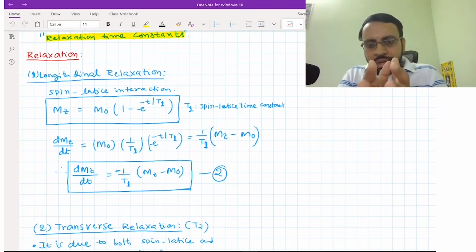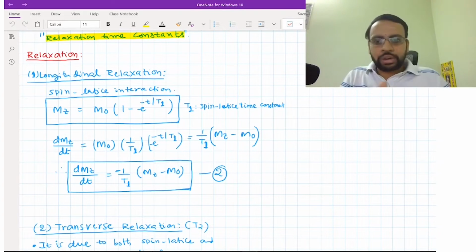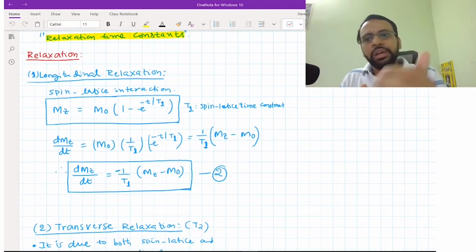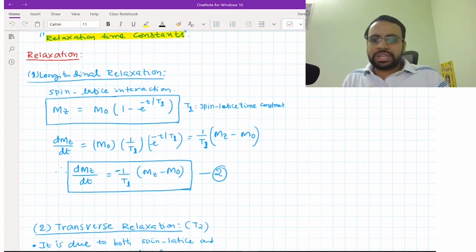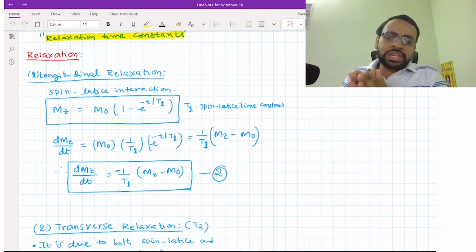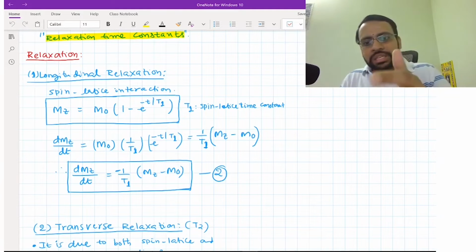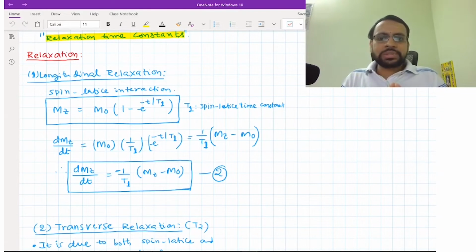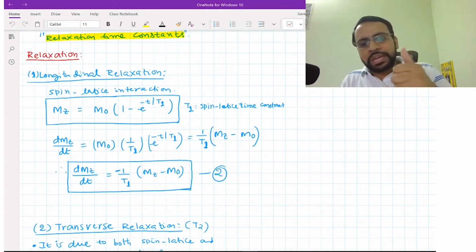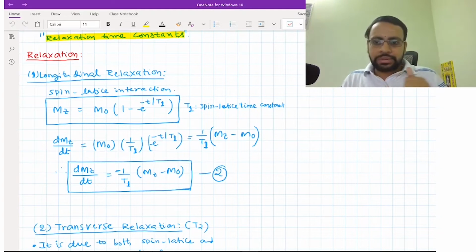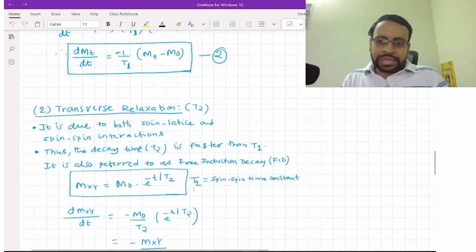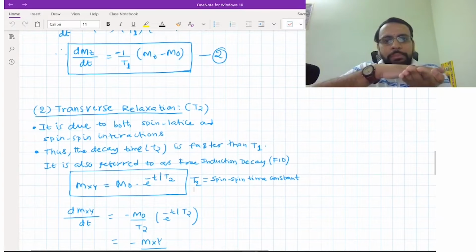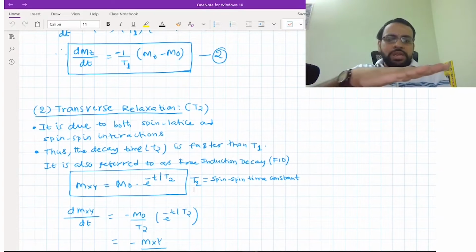These are the things that would have a call on how much time it is going to take to come back to its state. So this longitudinal relaxation is also referred to as spin-lattice interaction, and this T1 for this reason is also referred to as the spin-lattice time constant. Okay, and now let's take a look at what is going to happen in the xy plane.